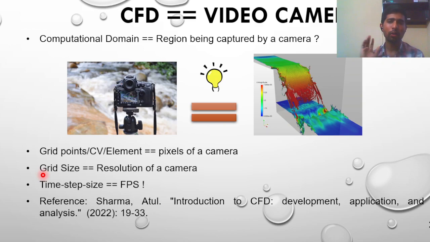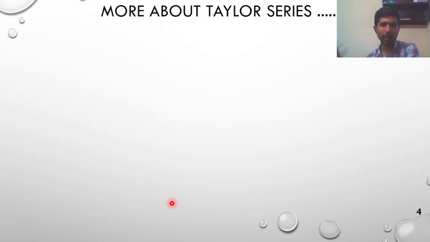Now that is equivalent to the fps of your camera, the frames per second, how many frames it can capture in 1 second. So that is your time step size in CFD terminology. These concepts I have mainly borrowed from my professor's textbook by Professor Atul Sharma, who wrote a book on Introduction to CFD. There also these terminologies are given, how we can relate a camera to CFD, just for better understanding so that you can remember it easily. So that is about the computational domain, grid generation and grid selection.